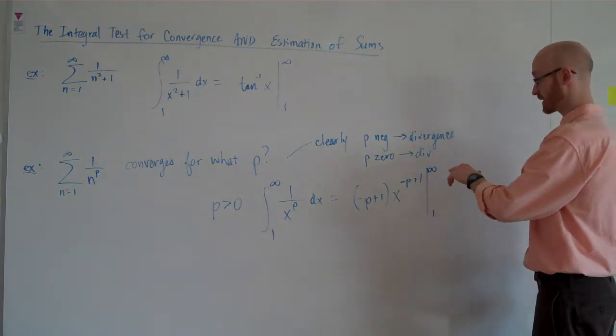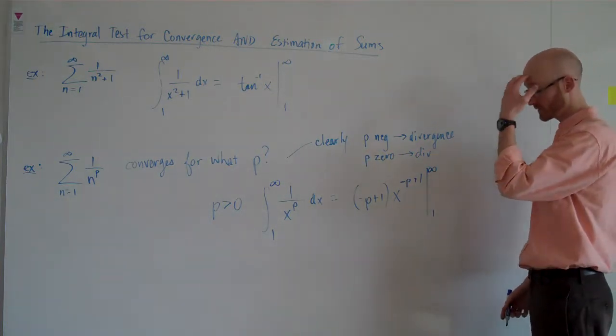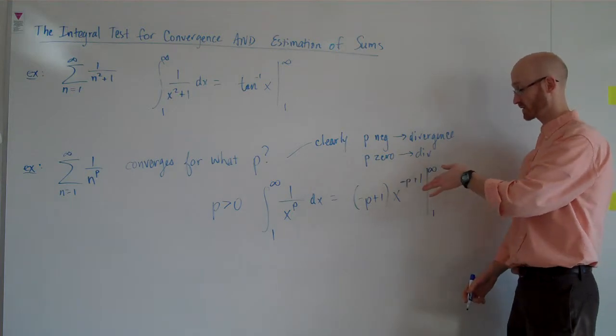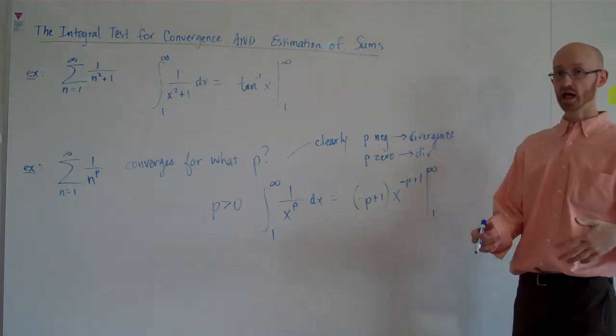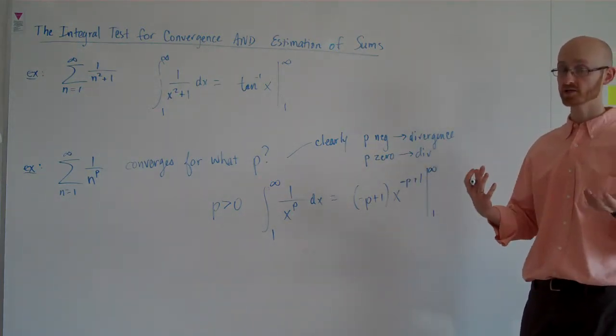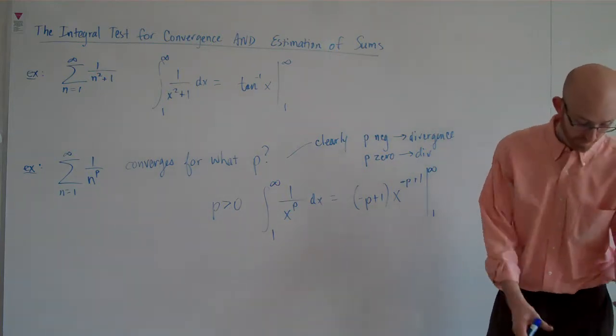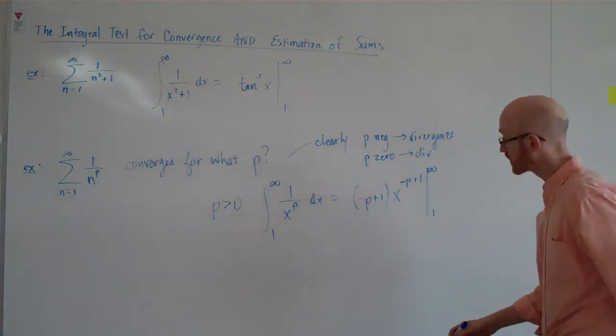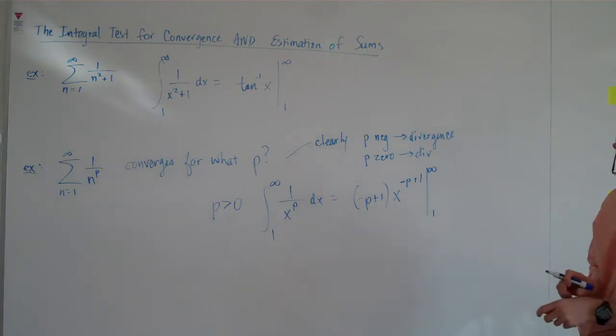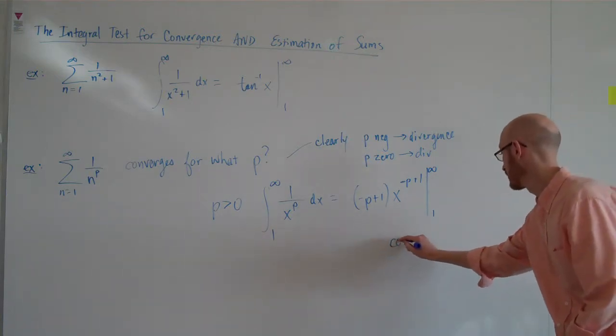And then when you substitute in some large number, you need to be thinking about x, like putting those numbers in for x. However, you need to consider what p's are going to help you out. This one will converge only if p is greater than 1.